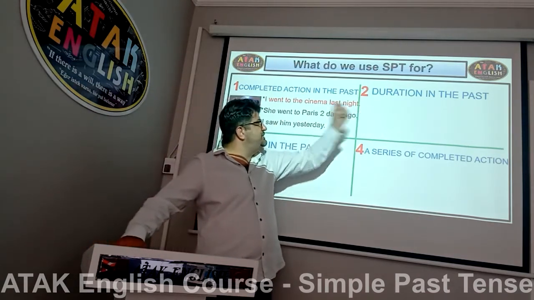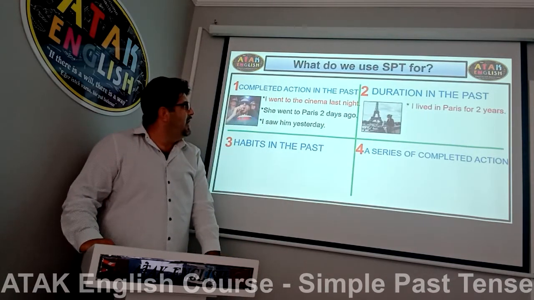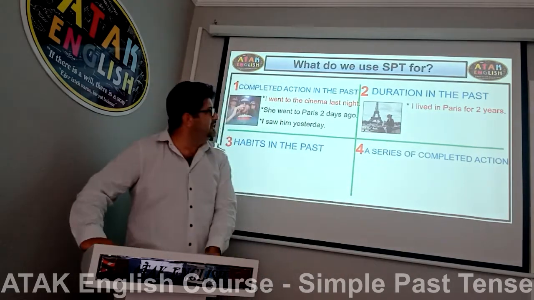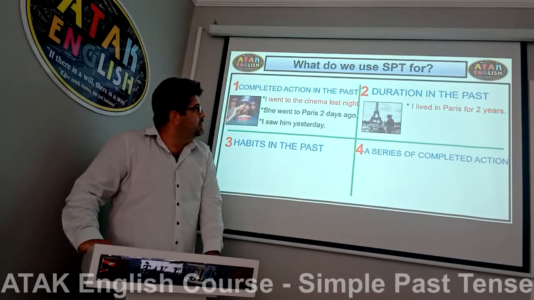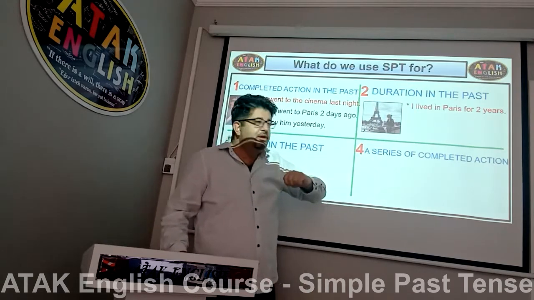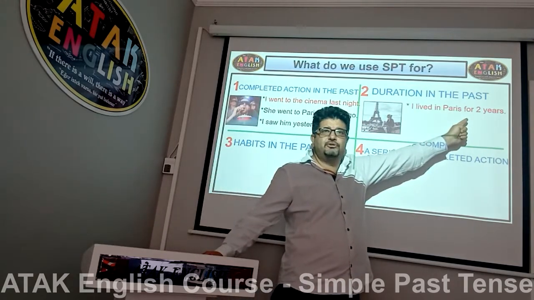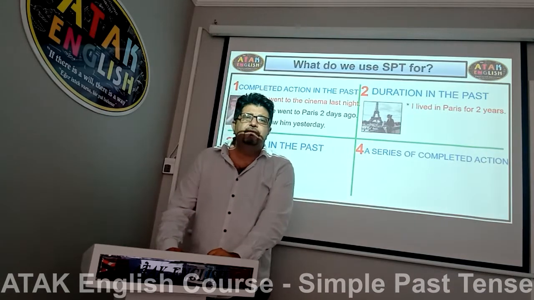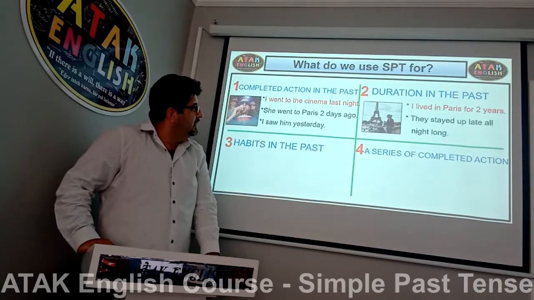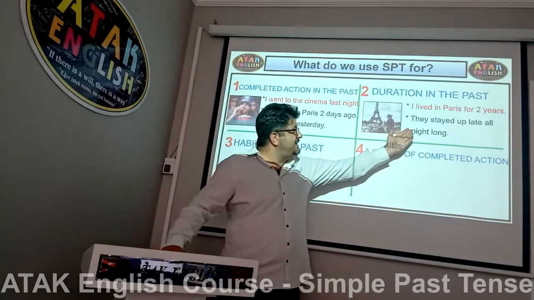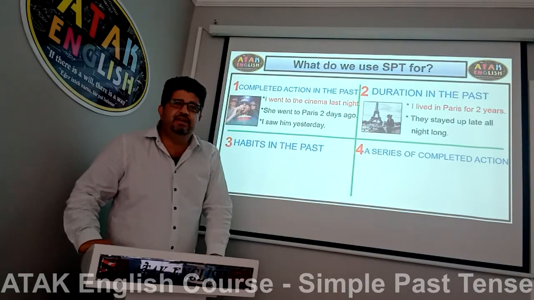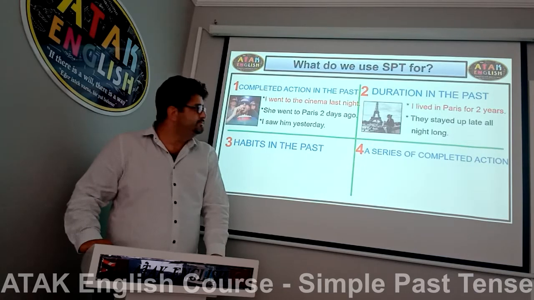So, number two, duration in the past. Let's see the example. I lived in Paris for 2 years. Okay, where is duration in the past here? Yes, for 2 years. When do I use for? For periods, which means duration. Here comes another example. They stayed up late all night long. Where's the duration here? All night long.